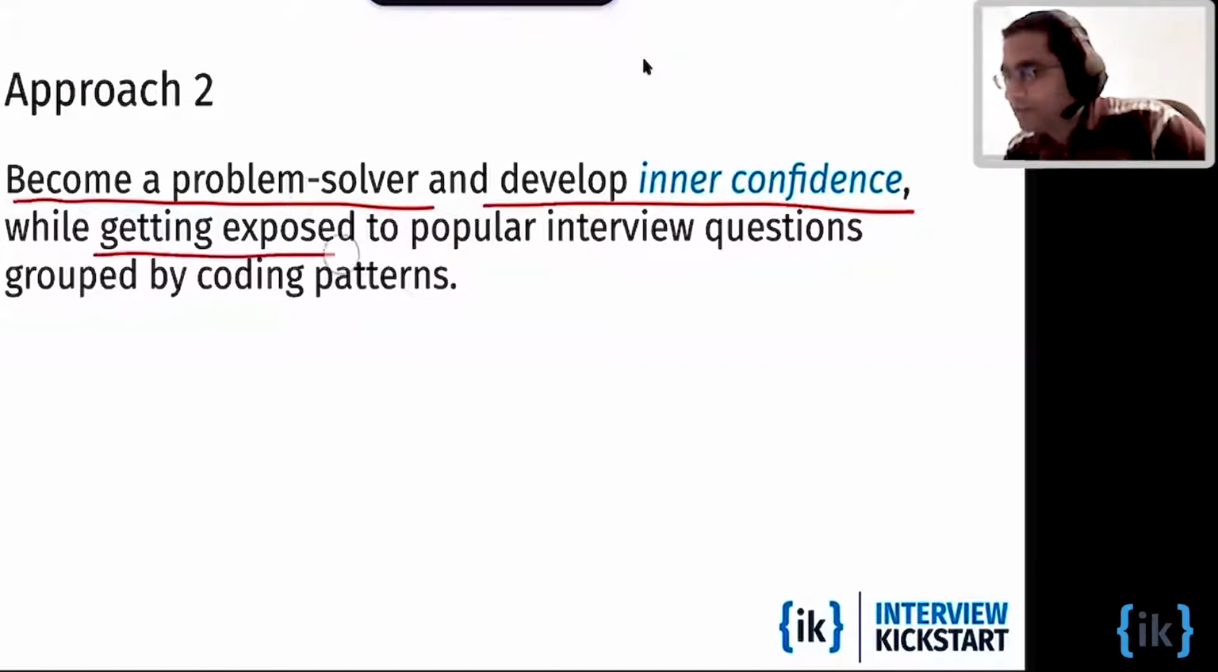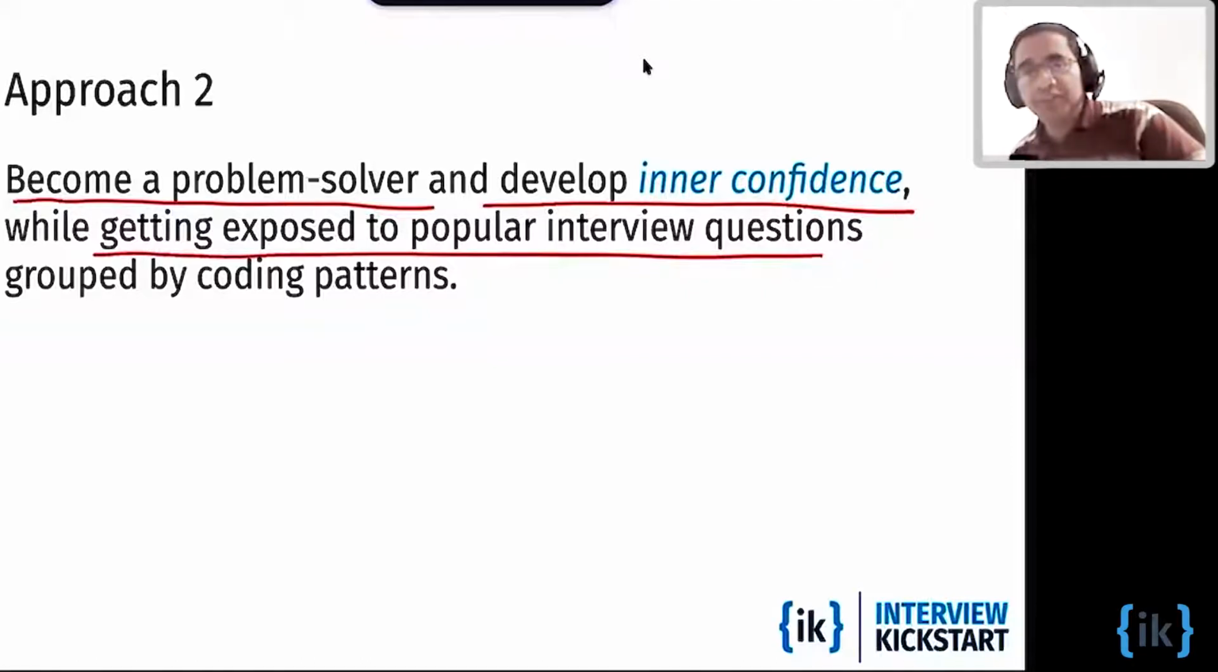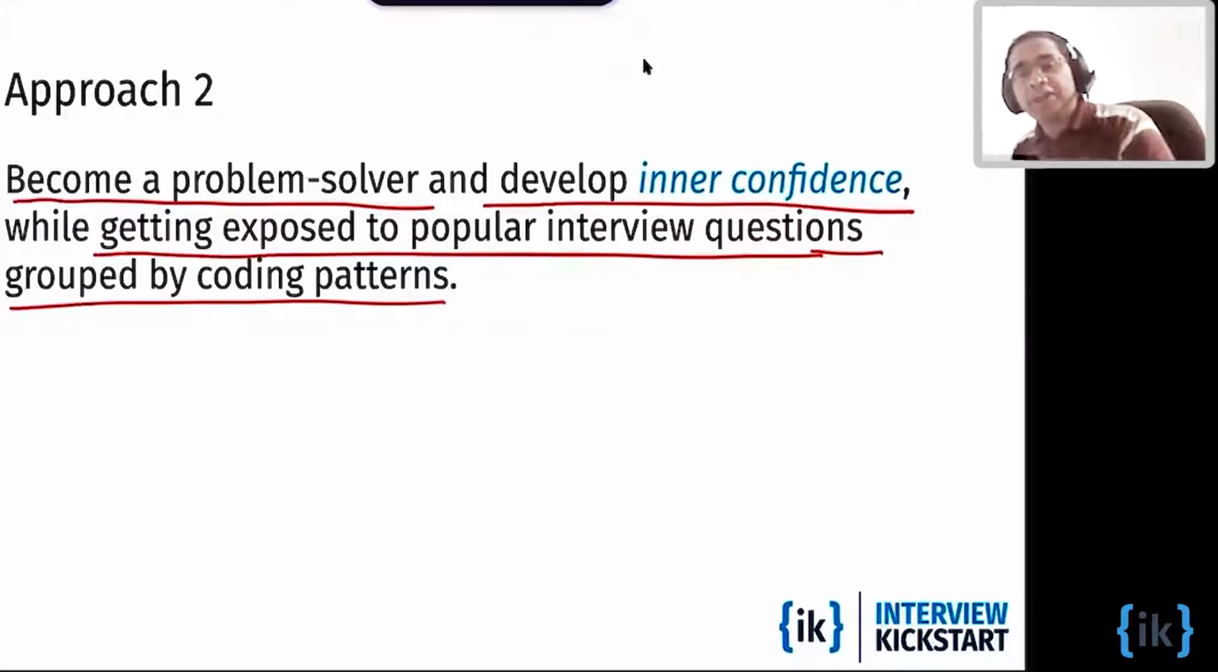At the same time, we would expose you to the popular interview questions so that in the best case, maybe the questions you're given are identical or at least close to questions that you would have done in your prep. And moreover, we would provide you those questions grouped by coding patterns. So rather than solving one random problem after another, we will walk through clusters of problems at the same time, which all have the same coding pattern. So that way, as you're solving each problem in that cluster, the same coding pattern is getting reinforced.